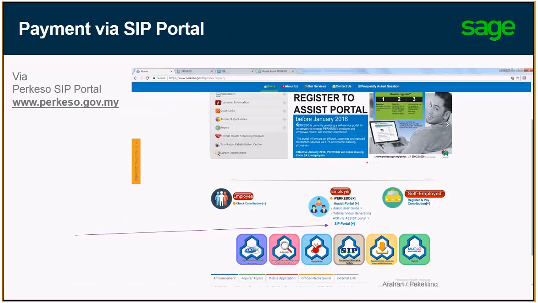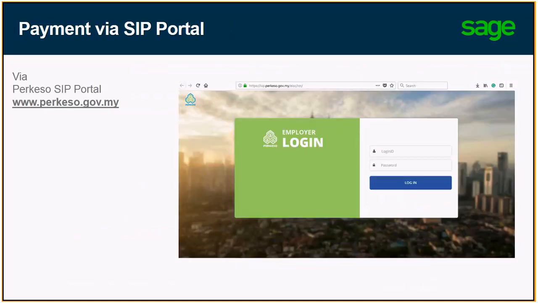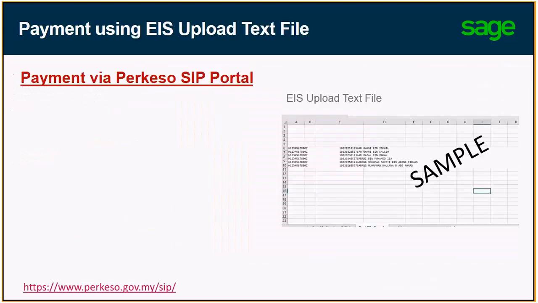Or now you could also make the payment via the SIP portal. It is at www.perkasa.gov.my. You can see the arrow here. There's now an option called SIP portal. The SIP portal requires a login ID and password. Similar to the Assist portal, you need to register to get the login ID and password. Once you get the login ID and password, you can log into the Perkasa SIP portal.